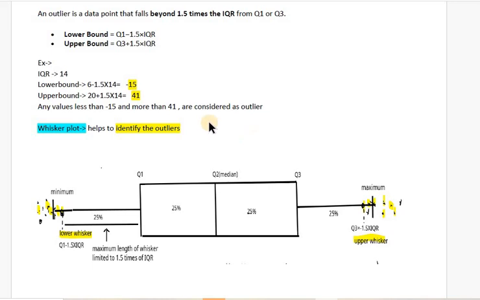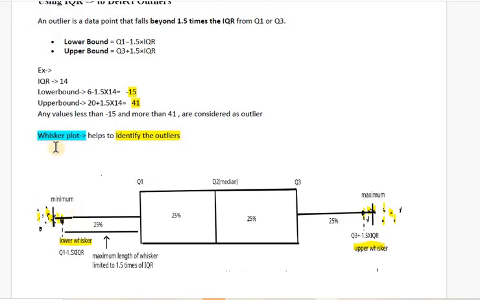Why do we use quartiles? Why do we use percentiles, quartiles, IQR? Finally, they all link together like this, finally to identify the outliers.